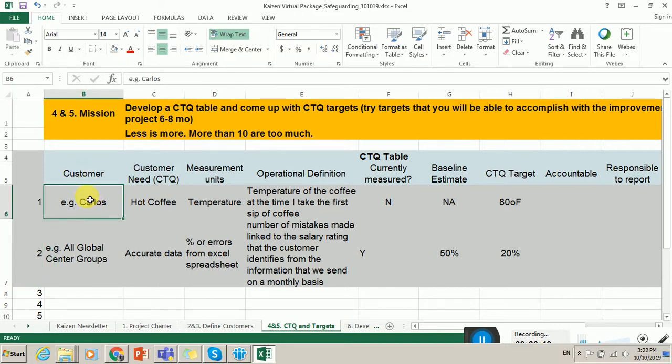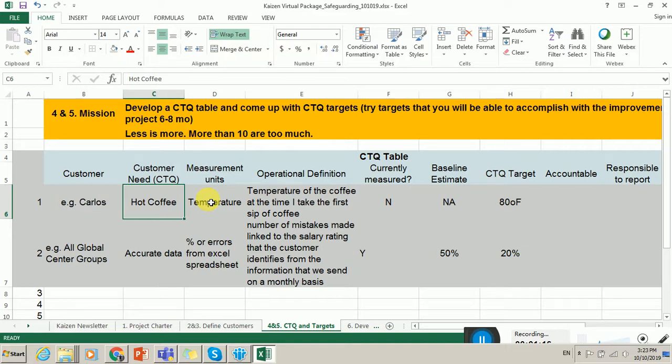So this is going to be a table that we have to complete. Less is better. You don't want to have a list of, let's say, 20 CTQs. My recommendation is to keep it to less than 10 CTQs. And so you're going to transfer who's the customer from the previous step, what they need from the previous step, but then you're going to start adding, okay, how do we internally measure this particular CTQ?